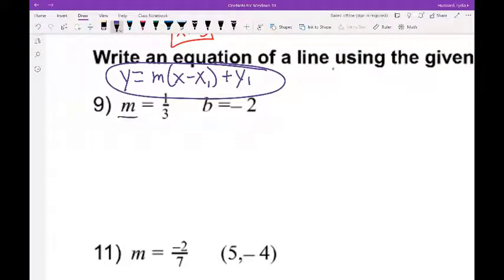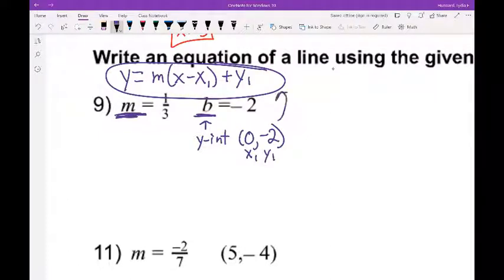So we already know what we're going to substitute in for m, but we don't have a b in this equation. However, we should hopefully remember that our b is our y-intercept, which can always be written as the point (0, comma, and then whatever the y-intercept is), which in this case is -2. The y-intercept always has an x value of 0. So now we have the slope and a point. We can call this x1, y1.